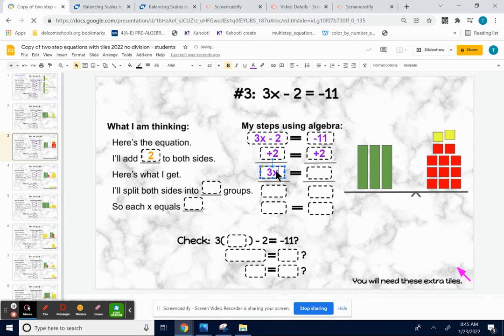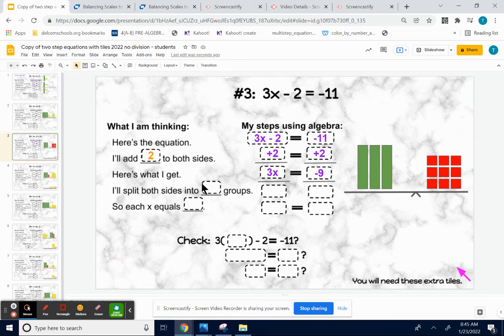Thanks for being patient. I'm left with 3 x's on the left. I already took those out. I'm left with 3 x's on the left and negative 9 on the right. I understand when you guys are at home having trouble with internet, because I do too. So I have 3x equals negative 9.